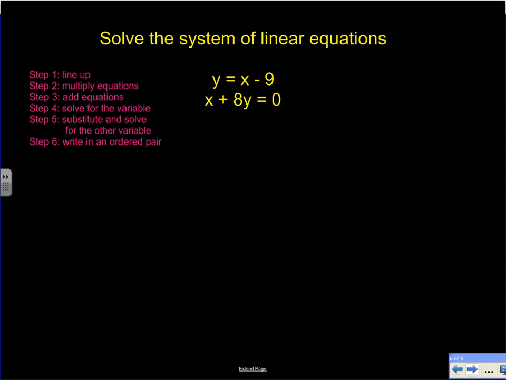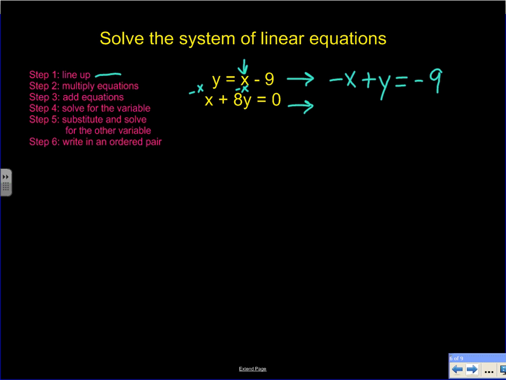All right, so let's look here. Step number 1, line up the variables. Well, we have x and 8y on the left side, and up here on top, we only have y on the left side of the equal sign. So we have to move some things here, which is probably going to be moving this x. In order to move this positive x on the top, we have to subtract x from both sides. And so now we have negative x plus y and negative 9.